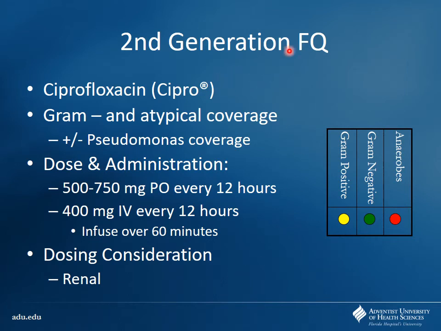So we'll start with second generation fluoroquinolones. We don't really use first generations much anymore, but Cipro is a very good example of this. It has good gram-negative and atypical coverage, but again, it doesn't have good, reliable Pseudomonas coverage, so that's why we avoid it for a lot of respiratory stuff.